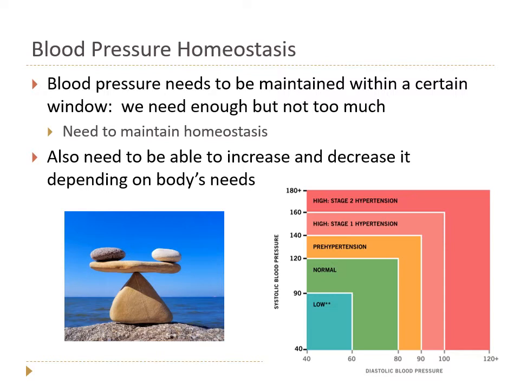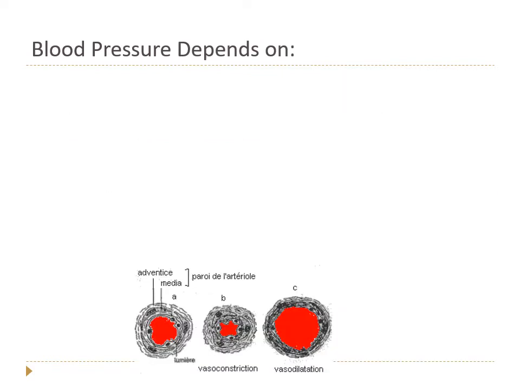So of course we need to maintain homeostasis, right? So anytime we need to keep things within a fairly well circumscribed levels, we need to have systems to monitor and make adjustments as needed, right? So we need to keep things in balance. So let's look at the factors that influence blood pressure.